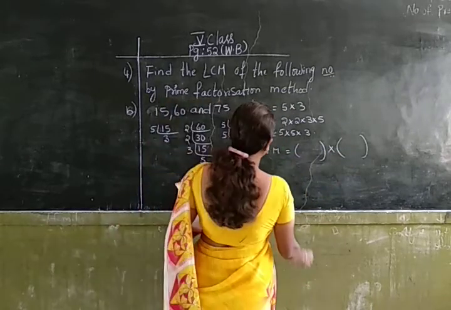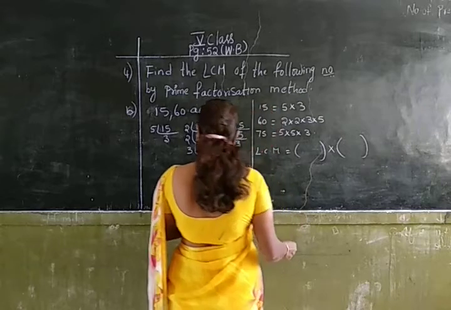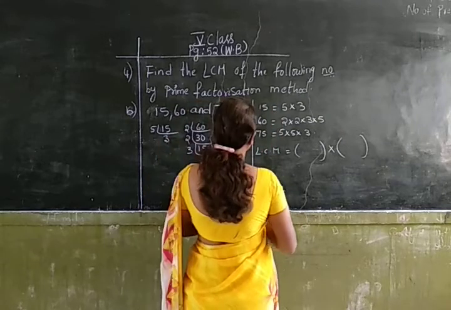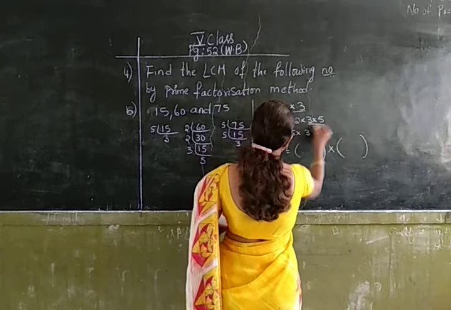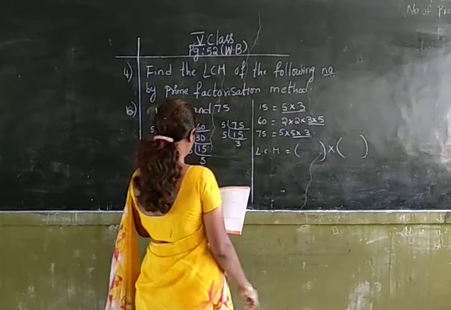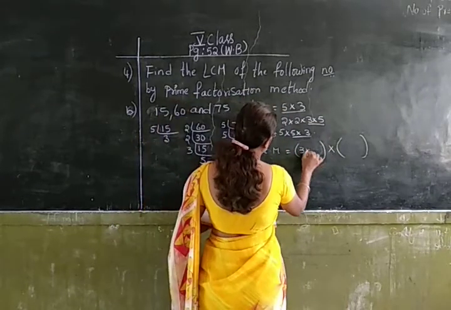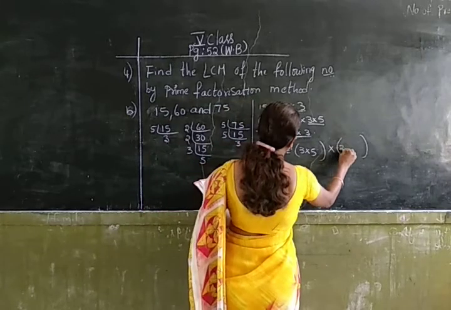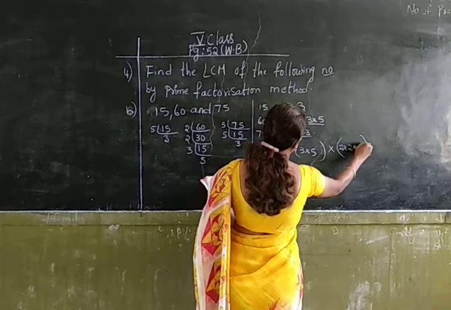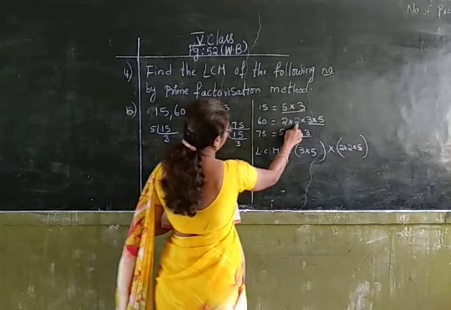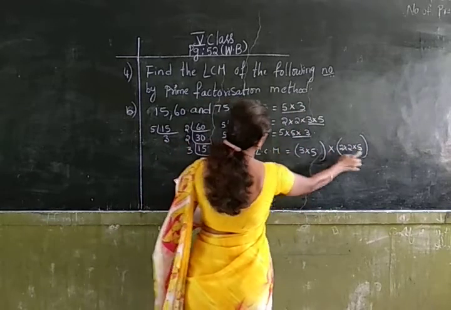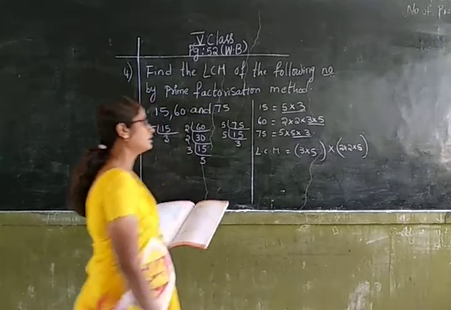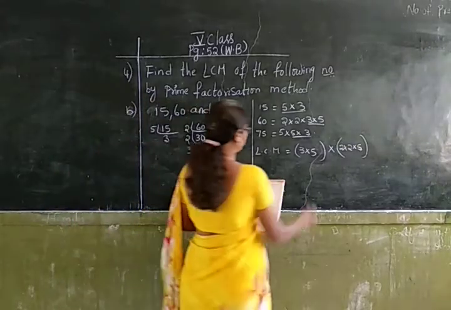Here, the common factor is 3 into 5. 3 into 5 is in all the numbers. So, it is the common factor. The uncommon factors are 2 into 2 into 5. Here 2 and 2 are left over. Here 5 is left over. So these are the uncommon factors. Now we have to multiply them.